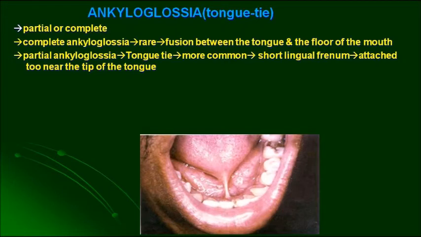Coming on to ankyloglossia or tongue tie, okay, these two terms are very important. Ankyloglossia is otherwise known as what? Tongue tie. In the picture you can see there is an attachment of the tongue to the frenum, okay. It can be a complete ankyloglossia or a partial one. Complete means there is fusion between the tongue and the floor of the mouth, okay. The entire tongue and the floor of the mouth are fused in that case. Whereas in partial ankyloglossia or tongue tie, there will be a short lingual frenum and an attachment to the tip of the tongue, okay. So that is the difference. So what is ankyloglossia? It means tongue tie.